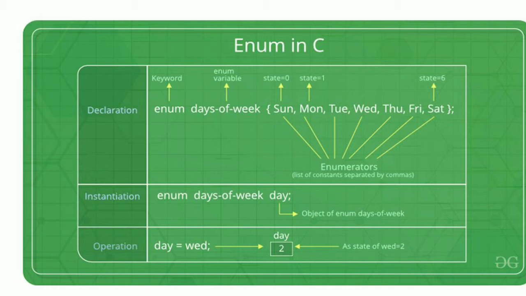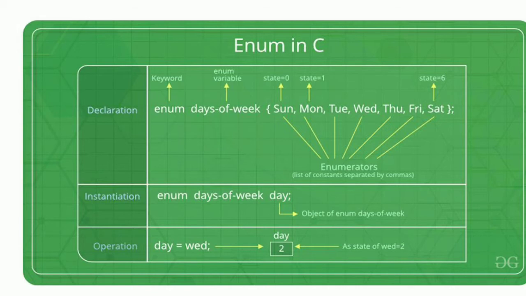Once again, guys, this is just a small representation. Syntax of enum days of week. Enum is the data type, that is an enumeration data type. Days of week is the enumeration variable, and in brackets are Sunday, Monday, Tuesday, Wednesday, Thursday, Friday, Saturday. These weekdays are known as enumerators. Initialization: enum days of week, day equal to, you can find a different operation. Day is equal to Wednesday.